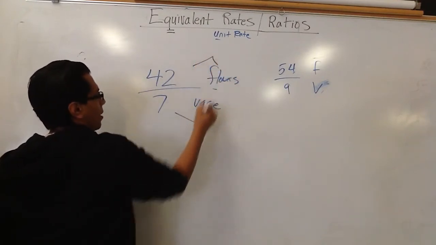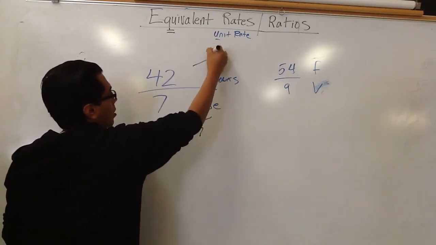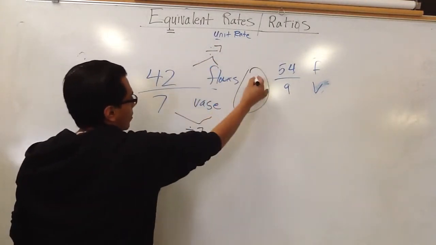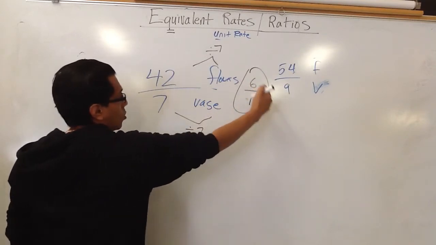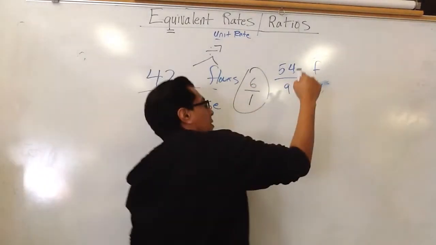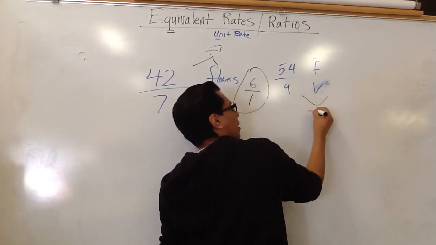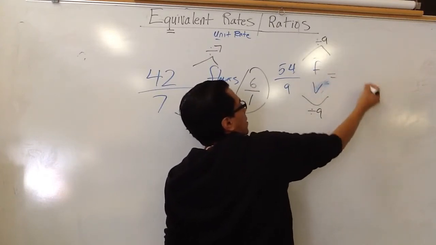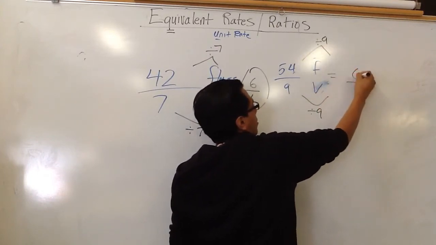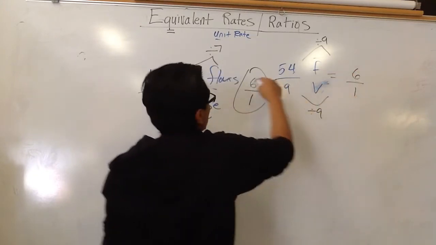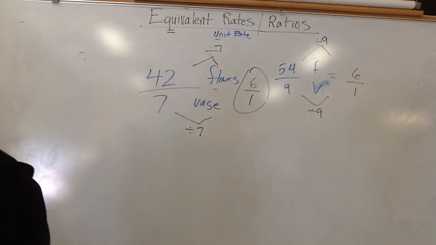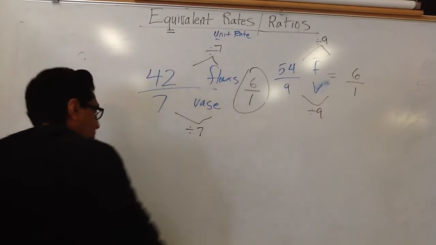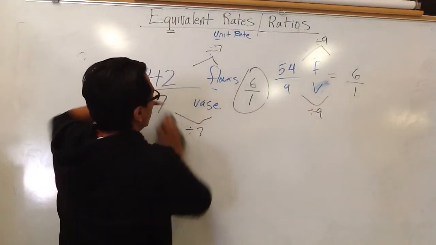Well, I'm going to have to divide this side by 7 to get it down to 1. So divide the top by 7. 42 divided by 7 is 6. 7 divided by 7 is 1. So there's 6 flowers for every vase. I have to get this down to 1, so I'm going to divide it by 9. So I have to divide the top by 9 to make it a big 1. So that is 6 flowers for every vase. Are they equivalent? Are they equal? Yep. They're equal. And I didn't guess. I used my strategy of unit rate. Take it down to 1.